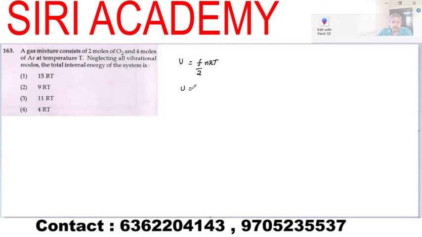So U is equal to: oxygen is a diatomic gas having degrees of freedom 5, so 5 by 2, n is the number of moles, that is 2 into RT, plus 4 moles of argon. Argon is a monoatomic gas, so it has degrees of freedom 3, and the number of moles is 4, into RT. So it is 5 plus 6, U is equal to 11 RT. So the option is the third one.